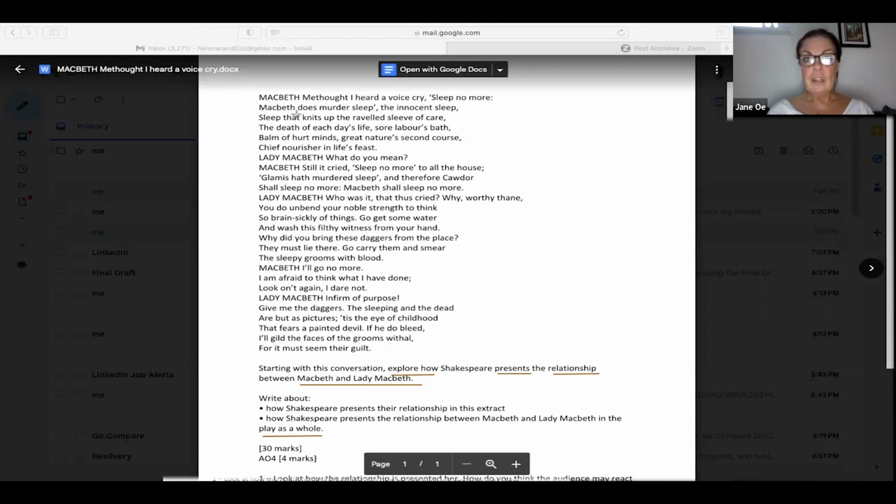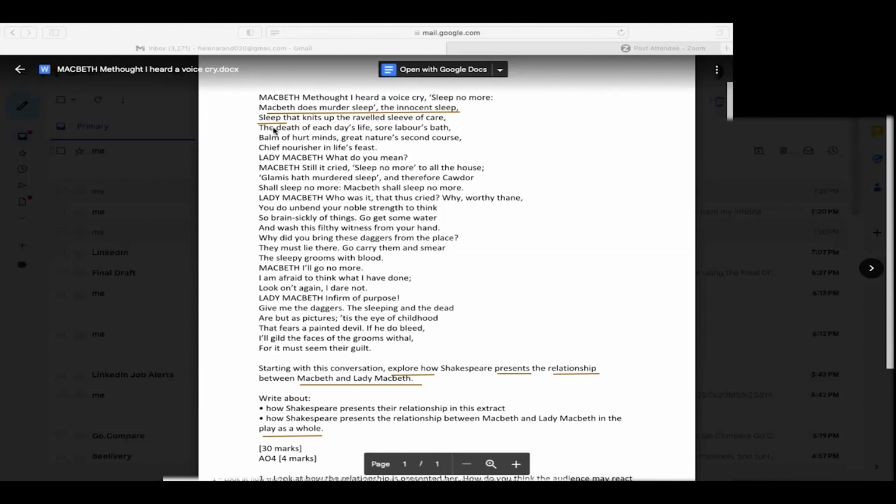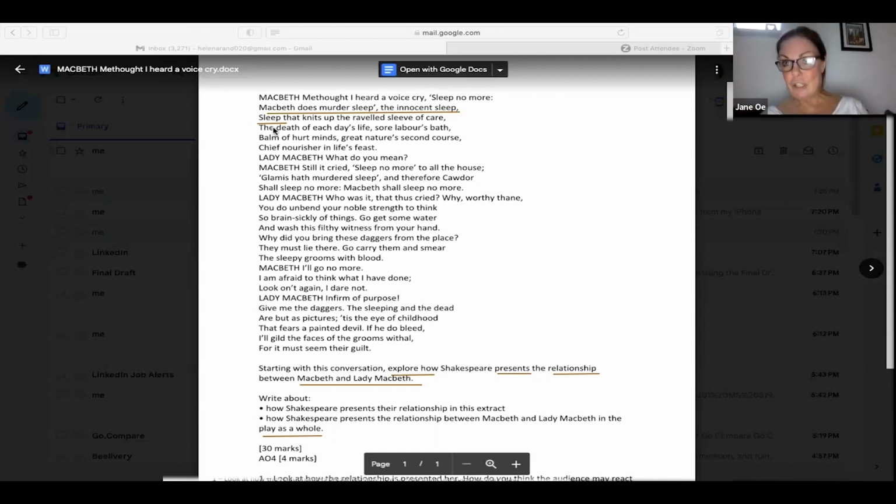So, "Macbeth does murder sleep, the innocent sleep, sleep that knits." So what kind of language is going on there? What language feature is happening? What is happening there? There's another one. "Sleep no more. Macbeth does murder sleep. The innocent sleep." Sleep. He keeps on repeating sleep. Yes. Repetition.